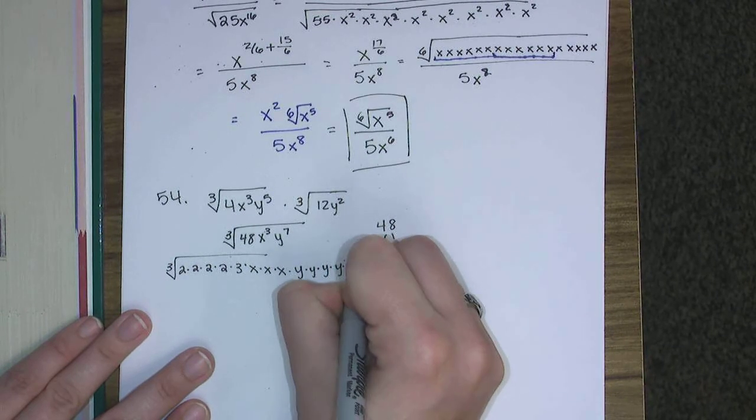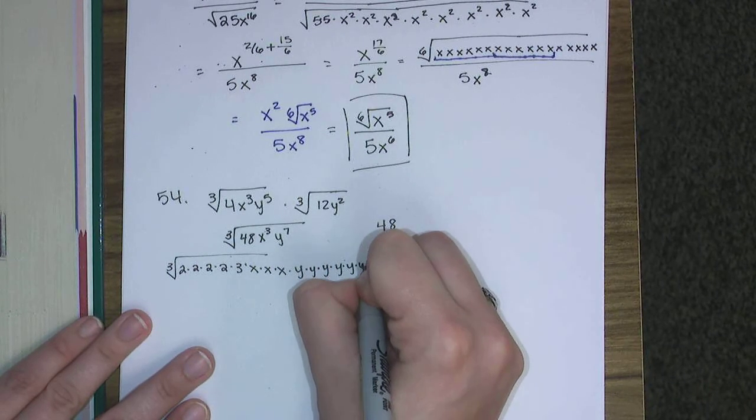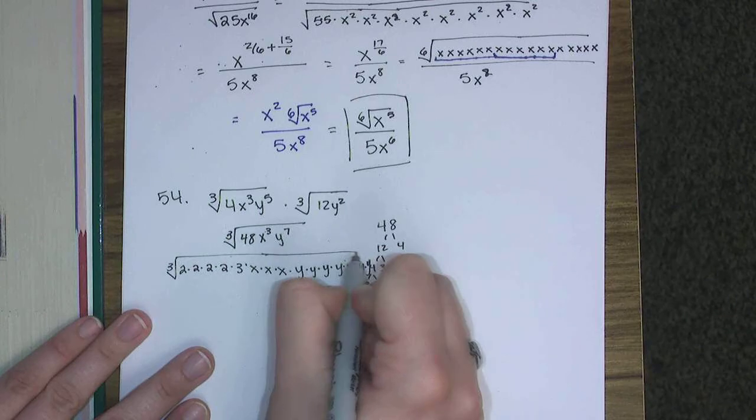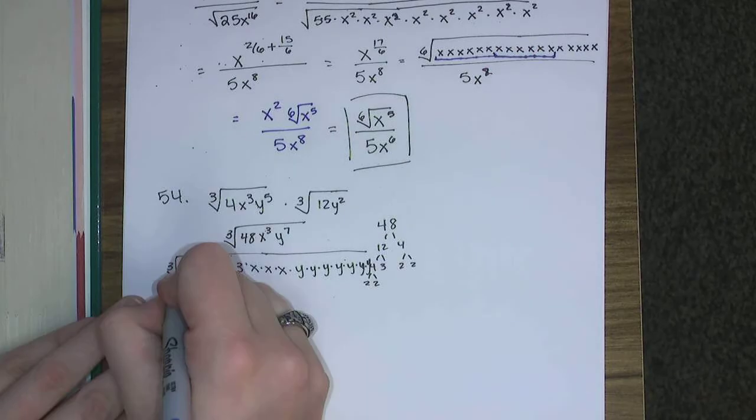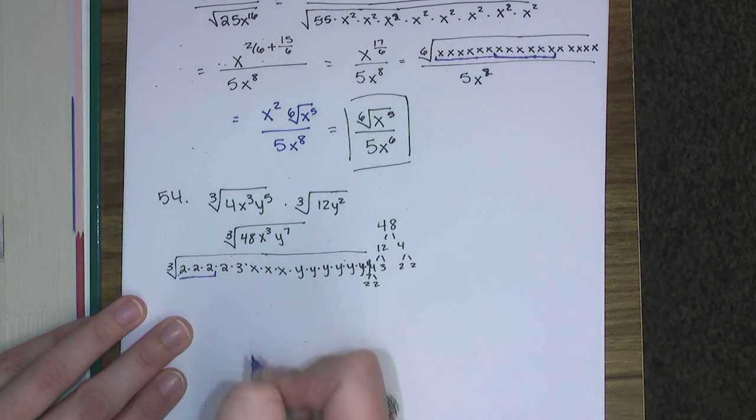Now I'm going to group things in groups of 3 so I can see what I need to pull out. So I can pull out a group of 2's, I can pull out my x's, I can pull out a group of y's, another group of y's, and there's still this y left over down here, so don't forget about him.